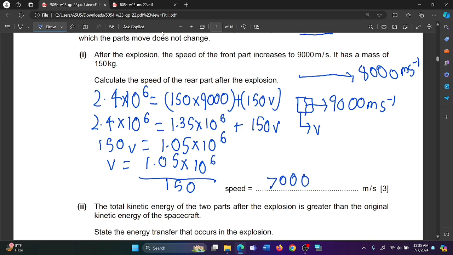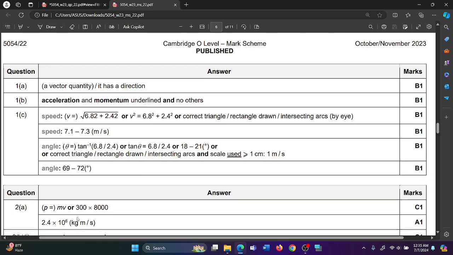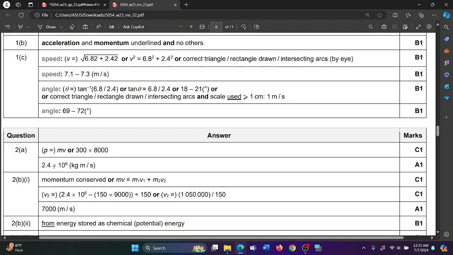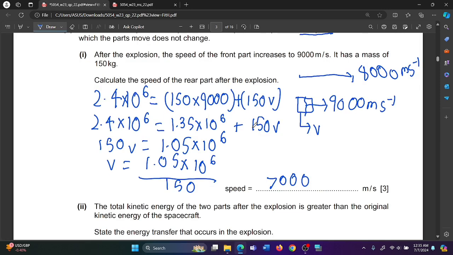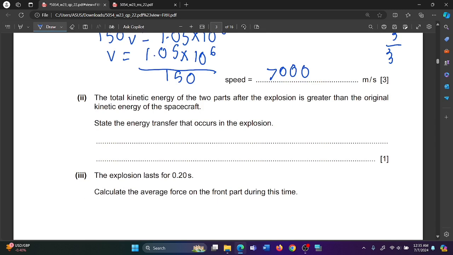Let's check it. In the mark scheme, the initial momentum was 2.4 into 10 to the power 6, thus we got it right, and the final momentum was also 7,000. So we got both of the questions right. So we got a 3 on 3. Now let's move on to part 2.